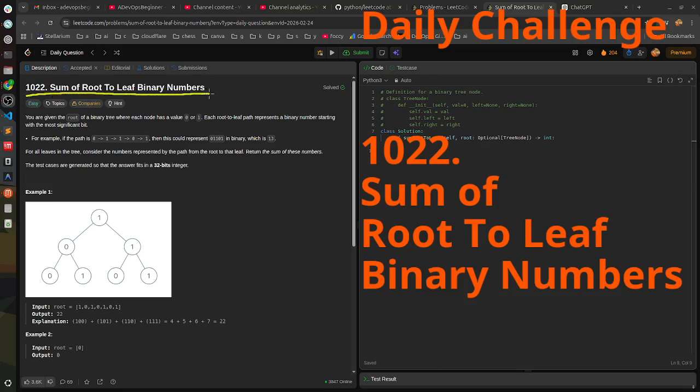Leetcode Daily Challenge. Question 1022. Sum of root to leaf binary numbers. This question is an easy problem. It is asking us to accumulate all the numbers for each path. So this is a typical BFS problem.